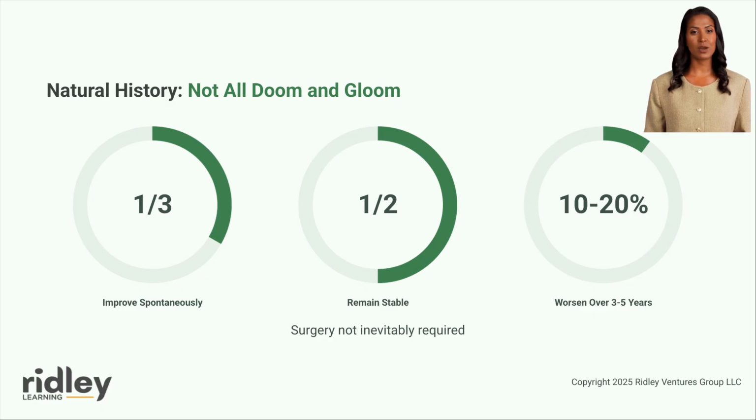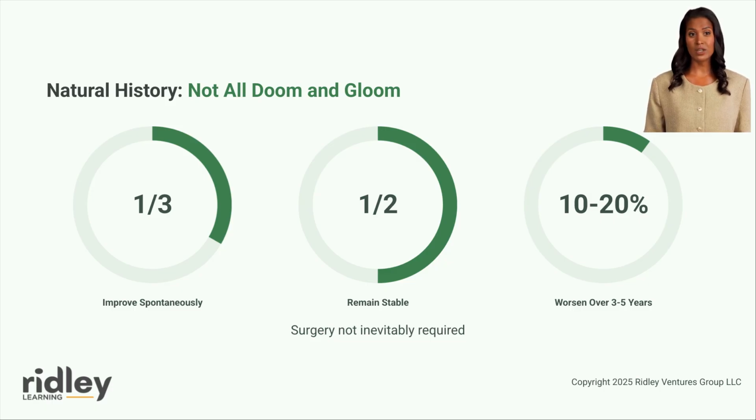Understanding the natural history of lumbar spinal stenosis is essential for counseling patients, establishing realistic expectations, and making informed treatment decisions. Contrary to the perception that spinal stenosis inevitably progresses, longitudinal studies have demonstrated a variable clinical course. Approximately one-third of patients experience spontaneous improvement in symptoms over time, approximately half remain stable without significant change, and 10 to 20% experience symptom worsening over a 3 to 5 year period. These figures apply to patients managed conservatively and underscore that surgical intervention is not inevitably required.